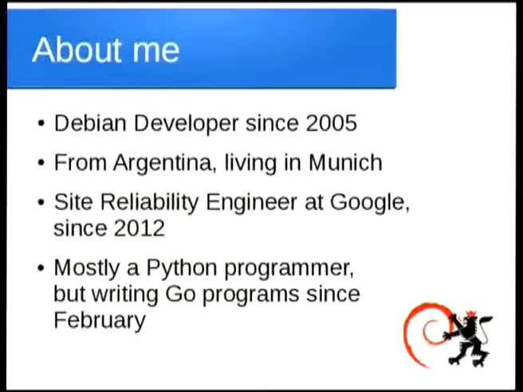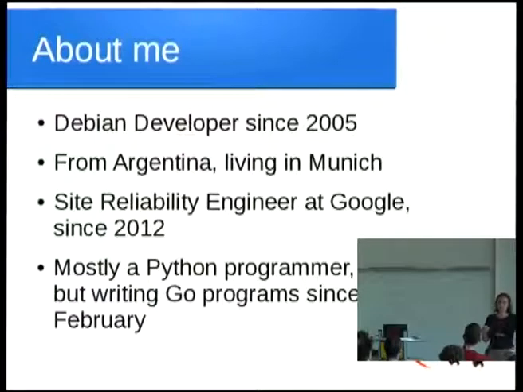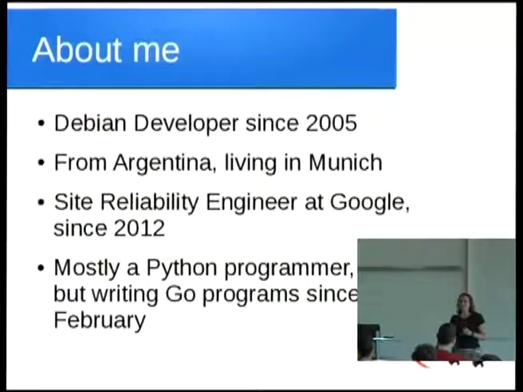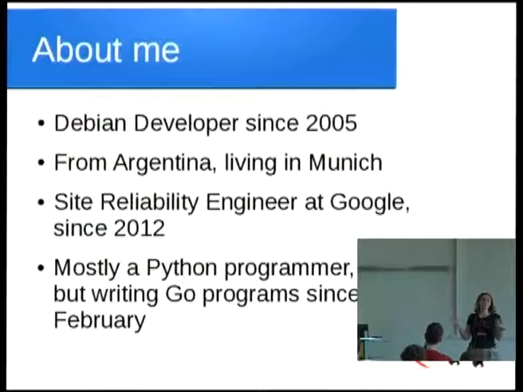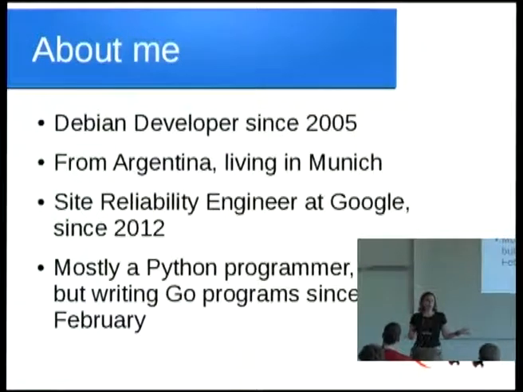Anyway, a little bit about me. I'm a Debian developer since 2005. As a Debian developer, I first started maintaining some electronic packages because I'm an electronic engineer. I then organized several DebConfs. I was the core organizer of DebConf 8 in Argentina, and this year I'm also part of the core organizers of DebConf 15 in Germany, because in between I moved from Argentina to Germany. I work as a site reliability engineer at Google since 2012, and I've been mostly a Python programmer for more than 10 years, but I've been writing Go code since February.